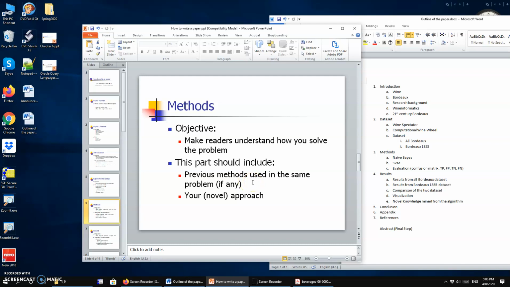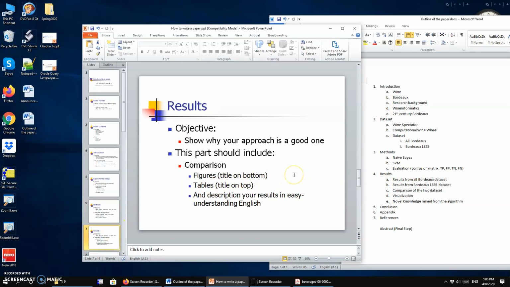If there's anything that you want to do the comparison, and what are your novel approach or the approaches that you have used. In the paper, you can see that we look into naive Bayes. We use SVM. So those are the two subsections. We want to talk about those algorithms and how do we evaluate the results. The evaluation that we've done over here is using the confusion matrix, which means the true positive, false positive, true negative, false negative, to calculate all kinds of different evaluations that we have. So this is about the method part.